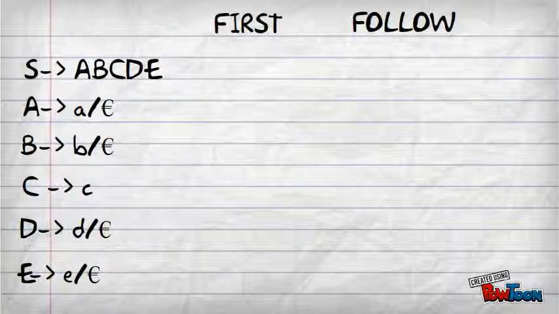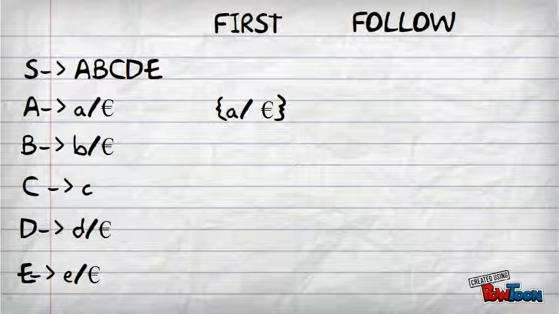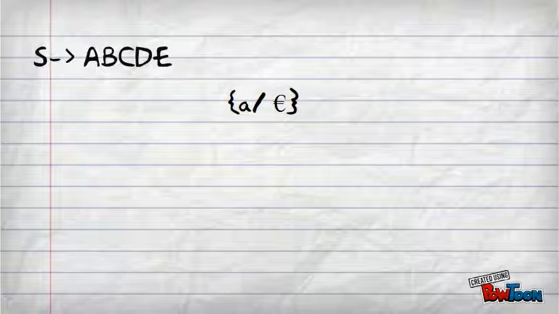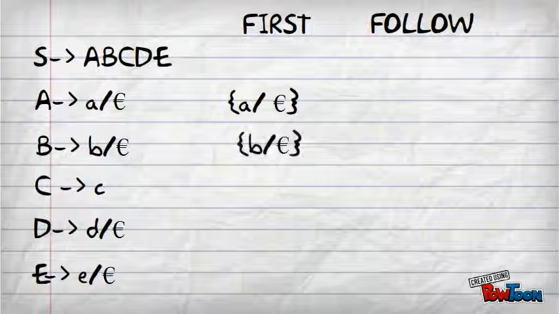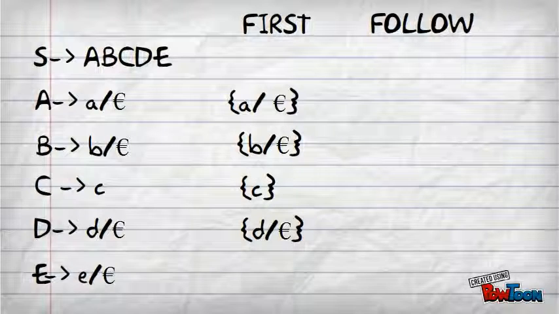So, we need to find the first of S, but before we get it, we need to first find the first of A, which is small a and an empty set. For B, also small b and empty set. For C, just small c. D is a small d and empty set, and E, which is small e and empty set.